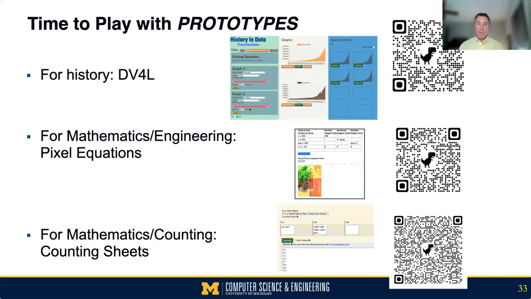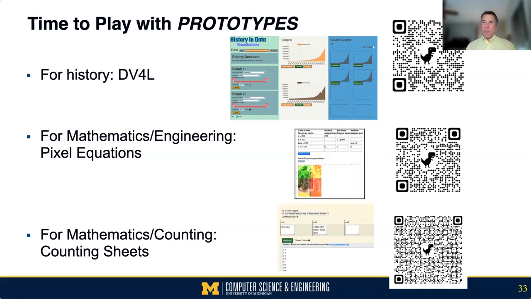So it's now time for you all to play with prototypes. I'm going to open up the chat. So these are links to the tools that I just showed you as QR codes. I'm also going to make them available here as text. So here is DV4L, and you can get directly the scripting version, or you can go in through the version that I showed you where you don't see a script and then you can move into the script through the customize button. And also one of our example activities that we developed for the teachers.